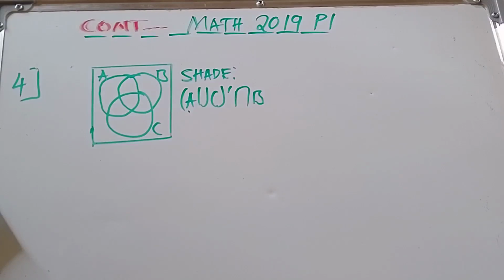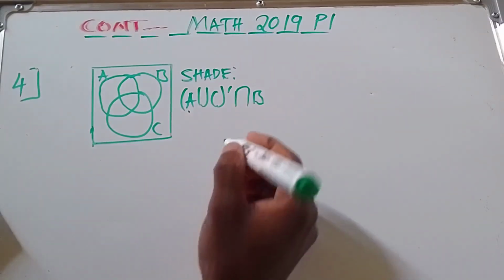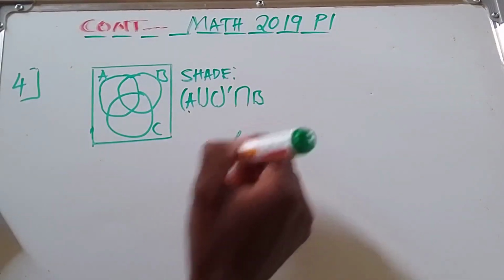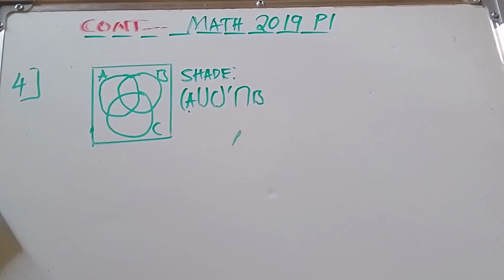So I want you to understand these concepts. Before I can start answering this question, I want you to understand this complement. What does it mean? Whenever you see a complement, just know that what they are telling you is to exclude what has been given.